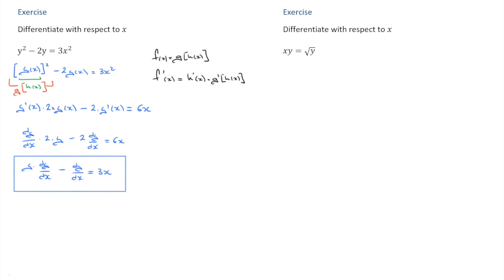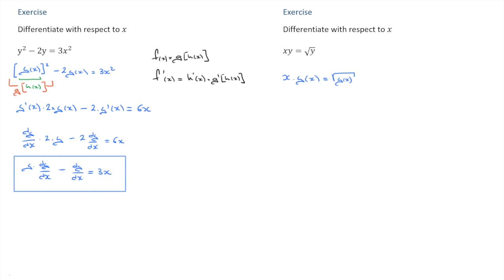Now, for the last example, we're asked to differentiate with respect to x, xy equals the square root of y. Now, just as we did before, the first thing we're going to do here is to rewrite this, replacing every y we see by y of x. So that would be x times y of x equals the square root of y of x.